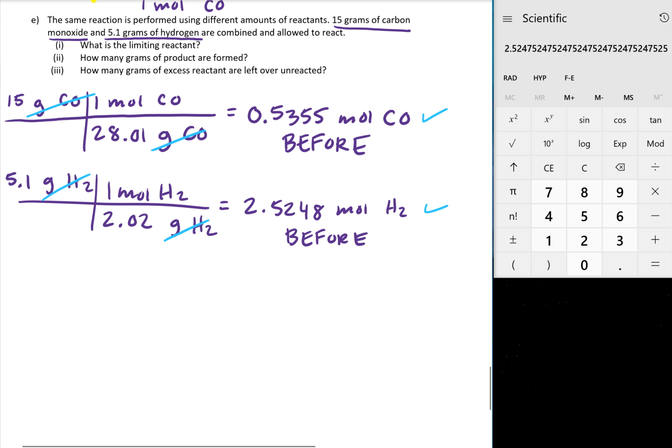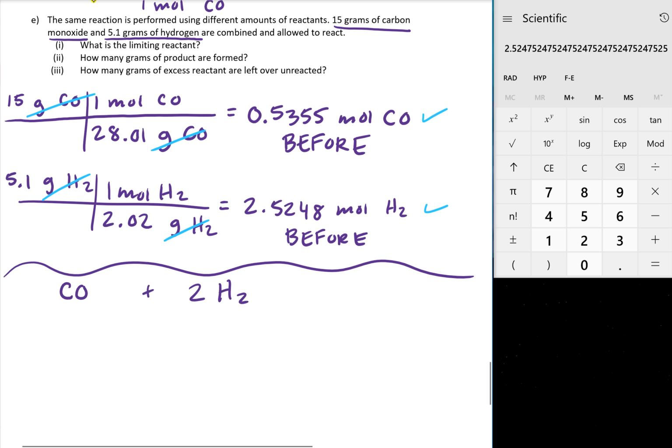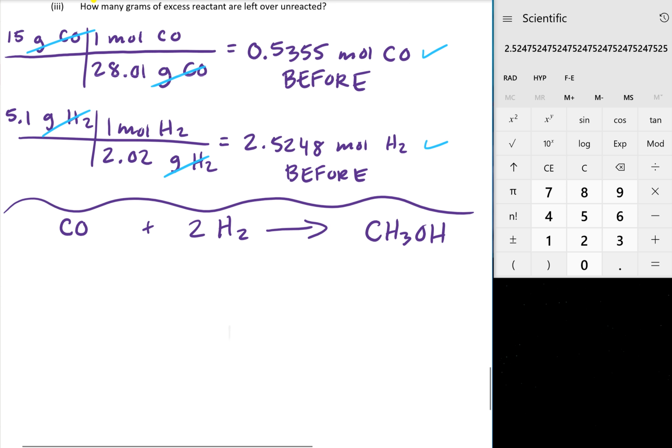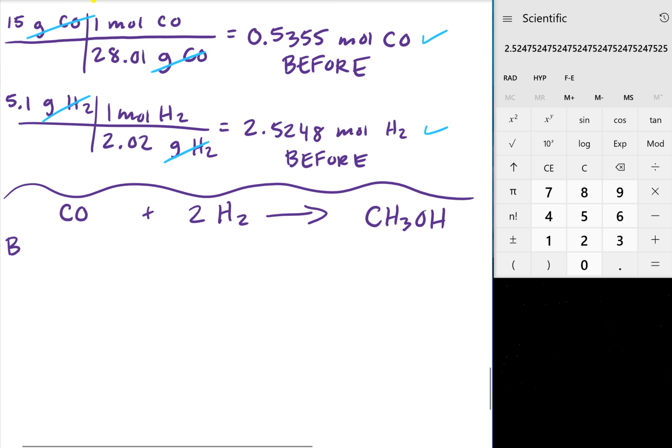Okay? It would be incorrect for me to put the grams into the BCA chart. I have to put in moles. So we're going to construct our BCA table. You always start with that reaction, carbon monoxide plus 2 H2s yields CH3OH. Your before values for carbon monoxide and hydrogen go in, and you start with 0 moles of product.